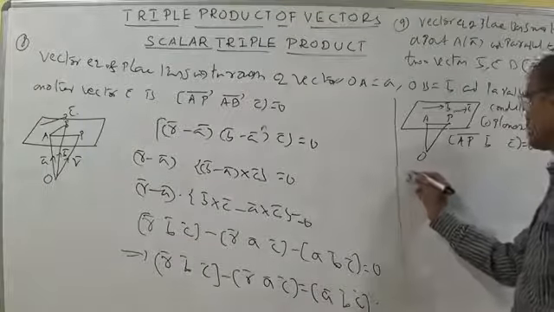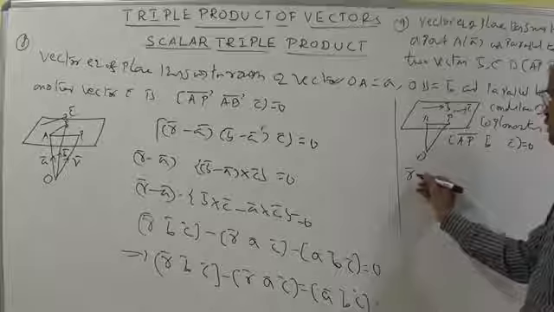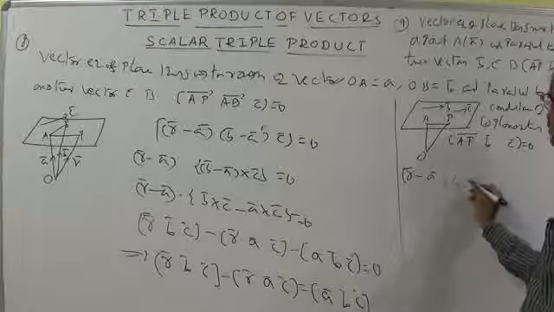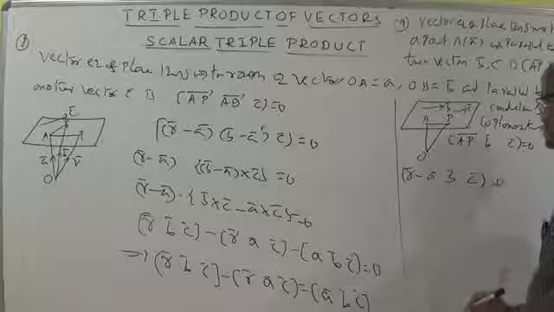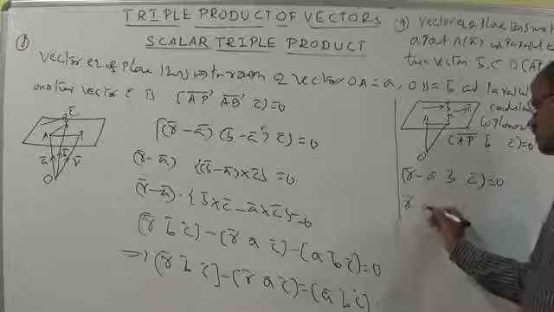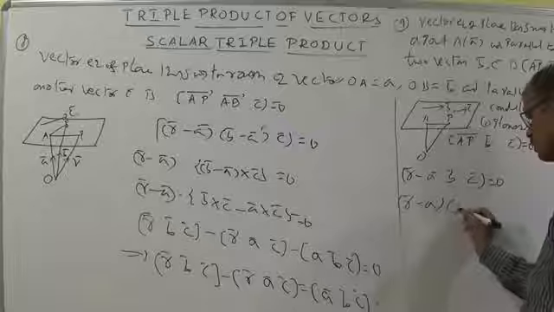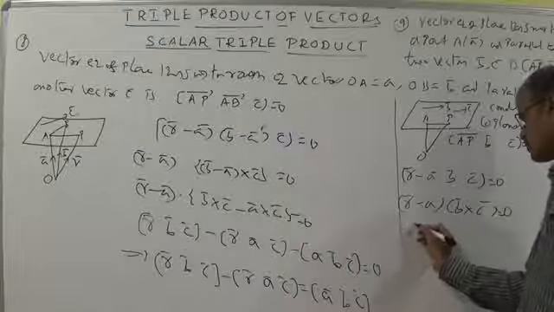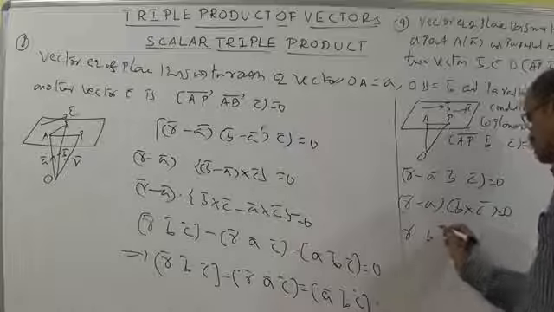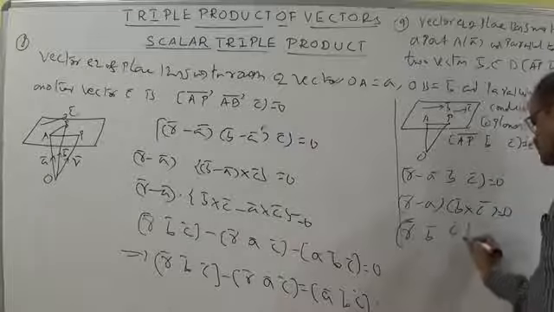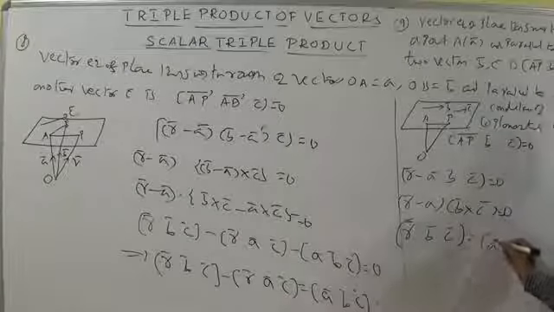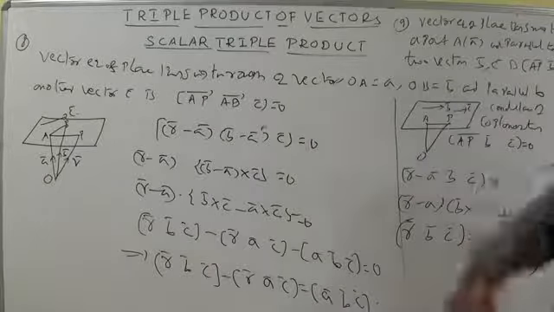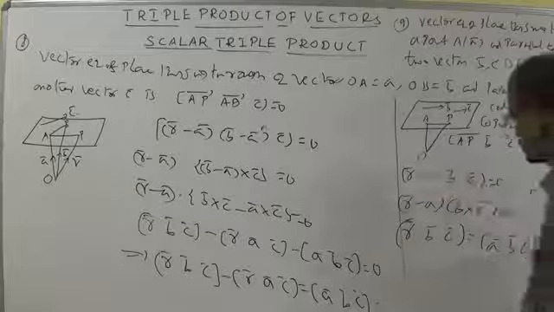So you can write here box OP minus OA, R bar minus A bar, B bar, C bar equal to 0. You can write here R bar minus A bar dot simply B bar cross C bar equal to 0. Then you can say that the value box RBC is equal to box ABC. Generally, I used to say first this one, second this one, third that one, but I said it in reverse. No problem.